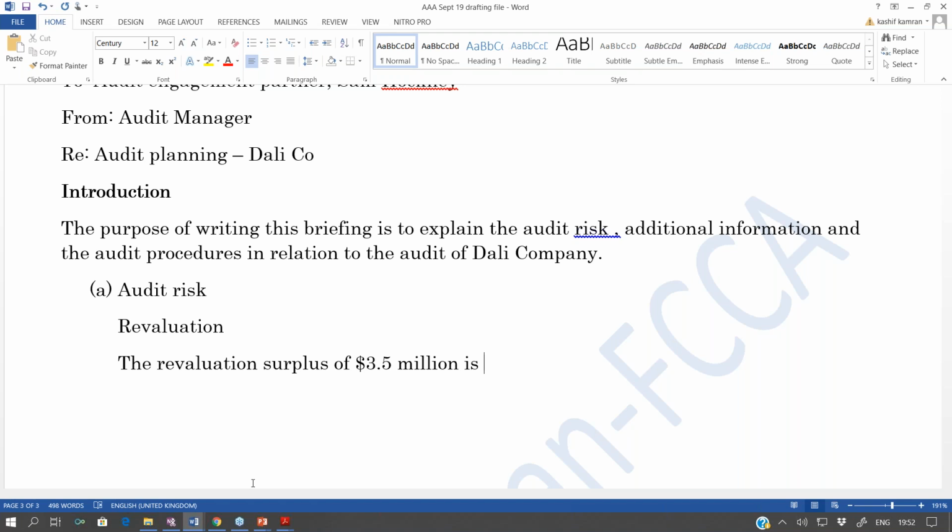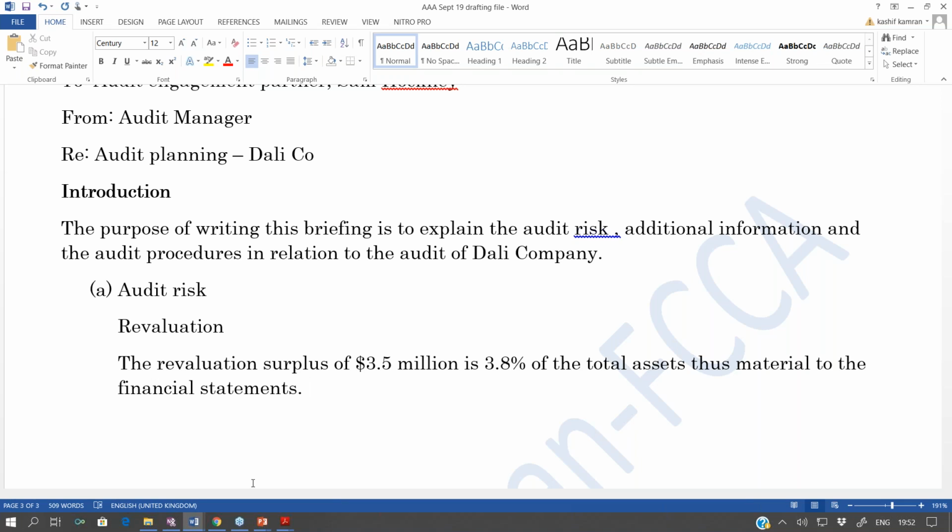is, how much is the total assets of the company? 90 million. Can you divide this by 90 million? 3.5 divided by 90 million. The total assets of the company is $90 million. 3.5 divided by 90 is how much? Be quick. 3.8%. Okay. The revaluation surplus of $3.5 million is 3.8% of the total assets, thus material to the financial statements. So have I got my first mark? M.